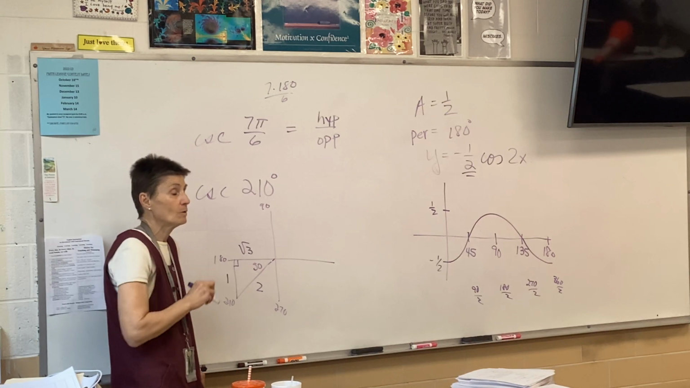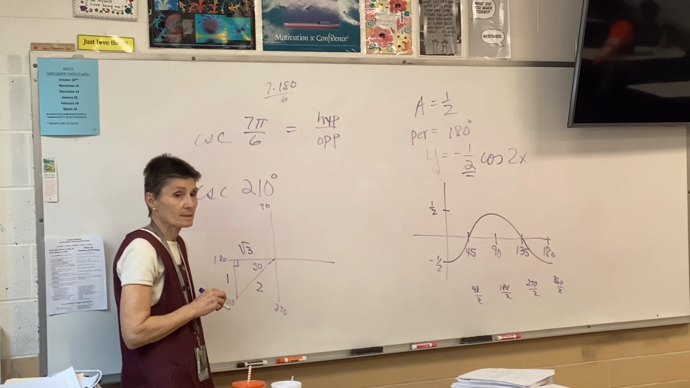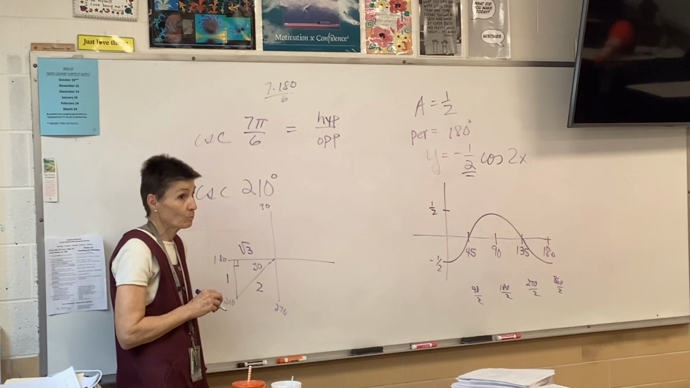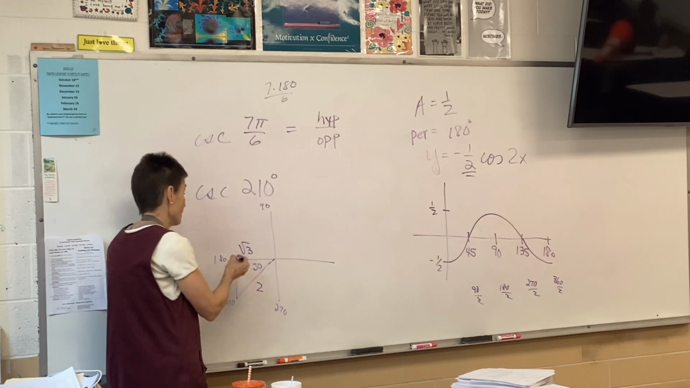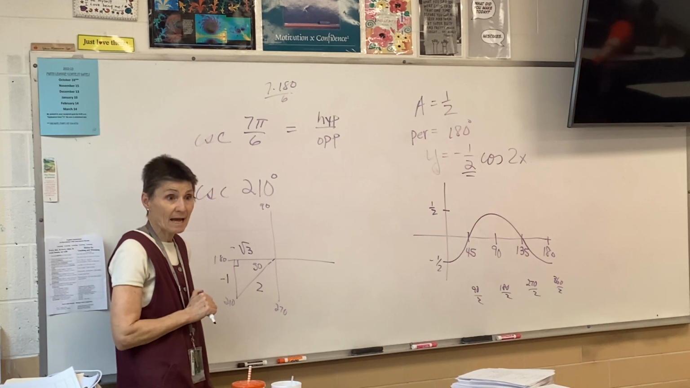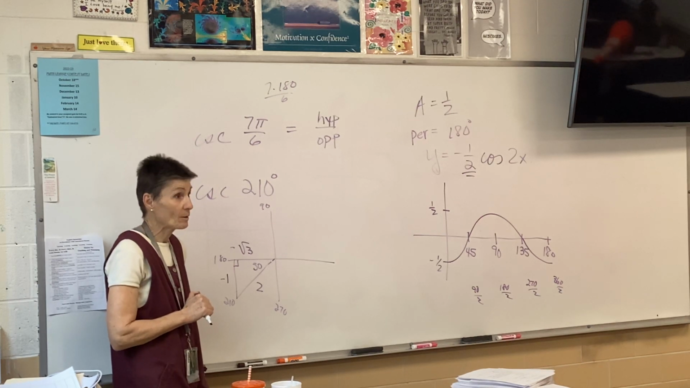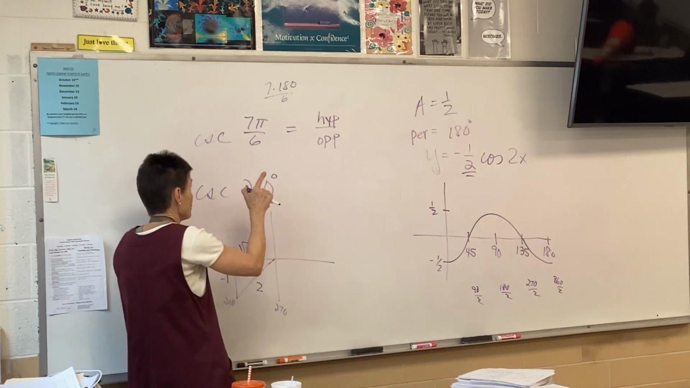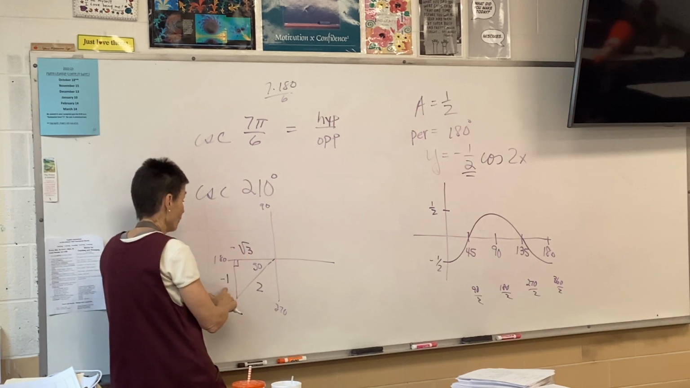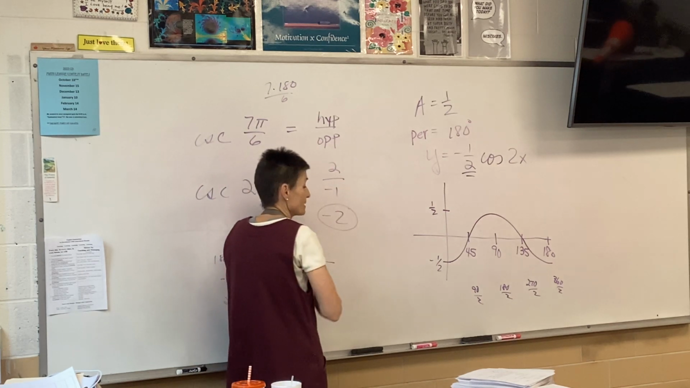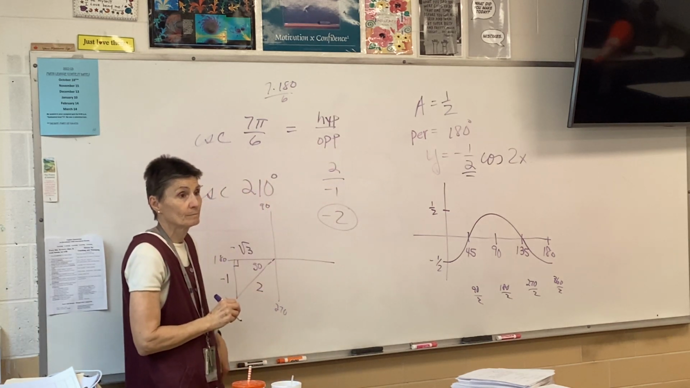Be careful though, I am in quadrant 3. Something's negative, what is it? Negative root 3, negative. Both of these are negative, right? Didn't we go left and down? In that quadrant, they're both negative? So now I'm ready to do hypotenuse over opposite. I'm getting 2 over negative 1, which is negative 2.